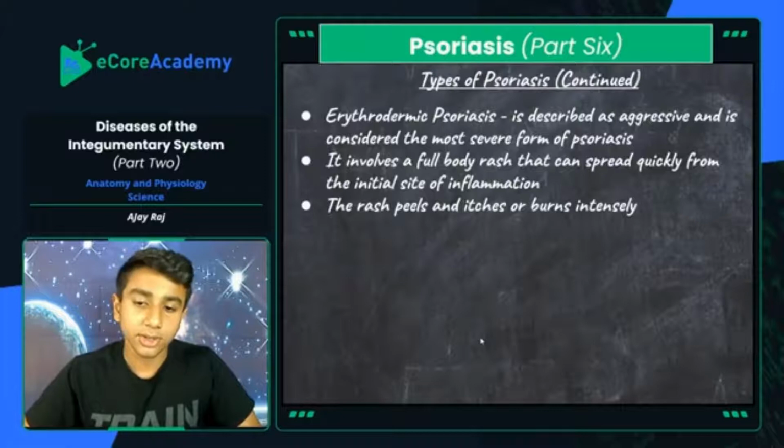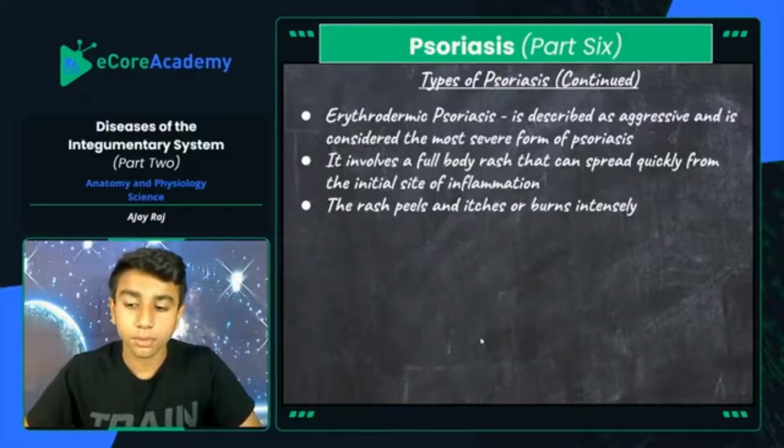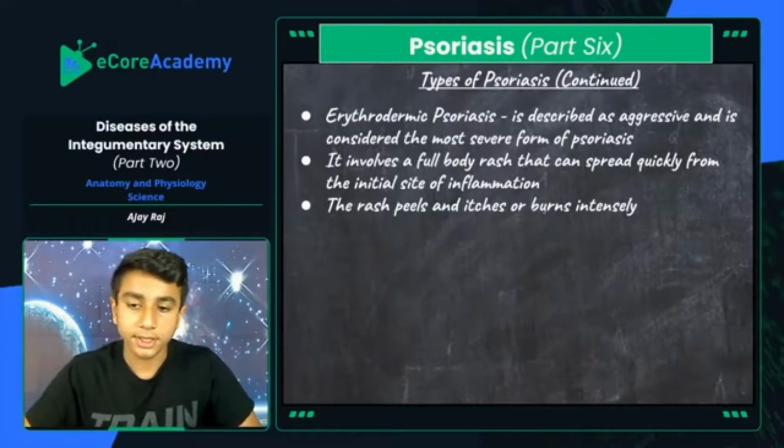So this is extremely dangerous and can be extremely painful because after it has an origination spot, it has to be cured immediately. Otherwise, it will start to spread across the body, meaning the immediately affected skin will not be the only affected skin throughout the body. And the rash peels and itches or burns intensely. So the rash peels, it itches, and it burns very intensely all throughout the affected skin.